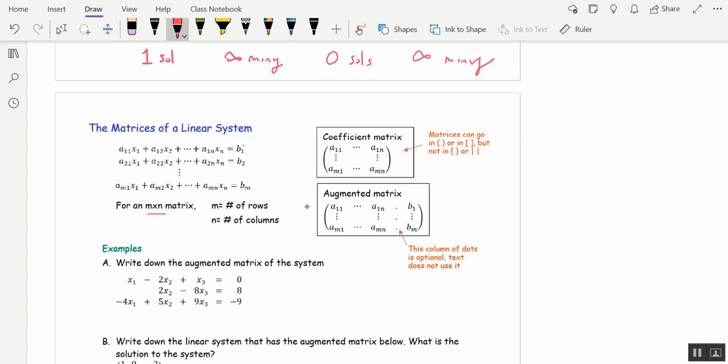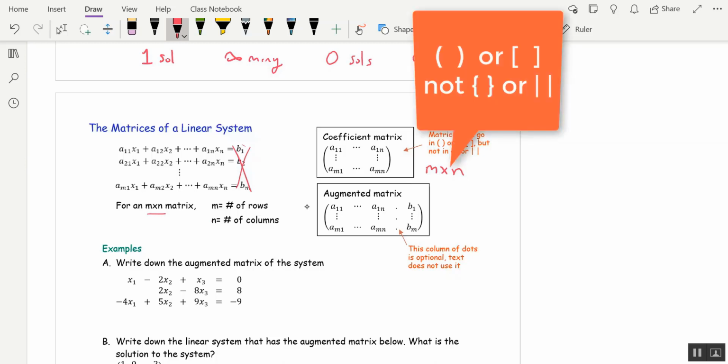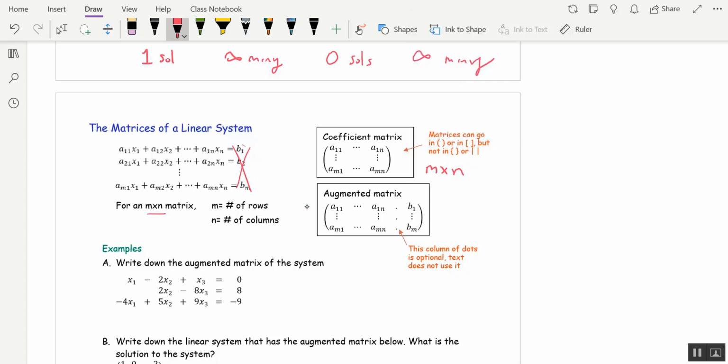If you just want to look at the coefficients, and there are many cases where you really don't care about the answer column, then what you're going to get is an M by N matrix. You're going to have M rows and N columns. And for a matrix, you either have to put it in parentheses or brackets. You can't use squigglies, those are taken, and you can't use straight bars, that's taken for determinant.